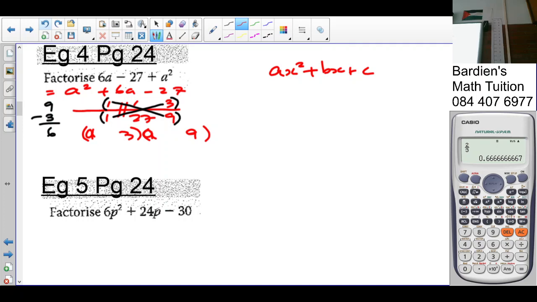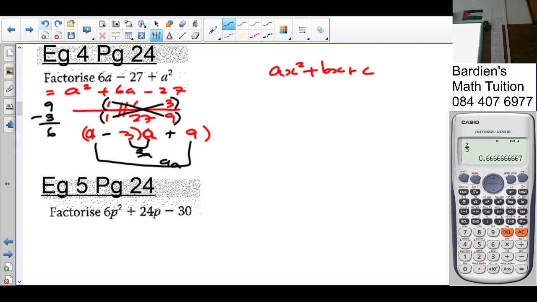Okay? So 3 times a is 3a. 1 times 9 is 9a. So the 9 has to be positive. So it's positive in it. You understand? It just takes some practice. Okay.